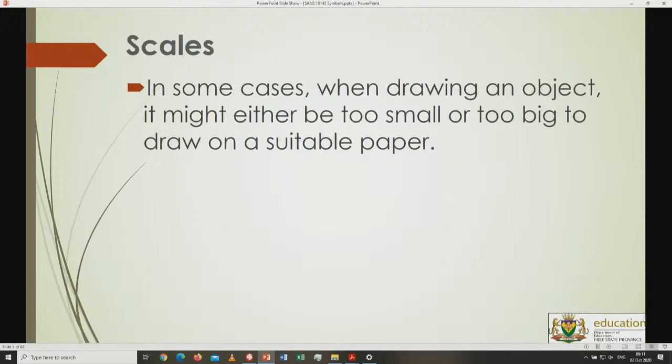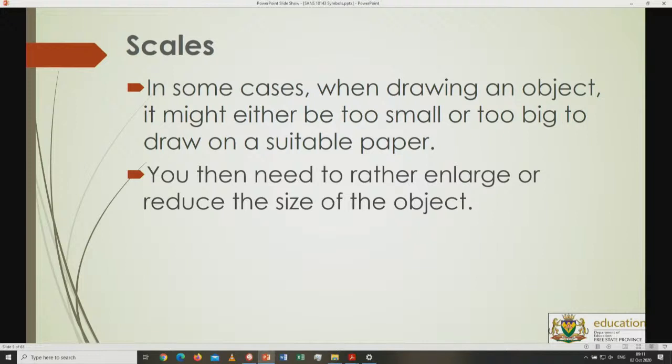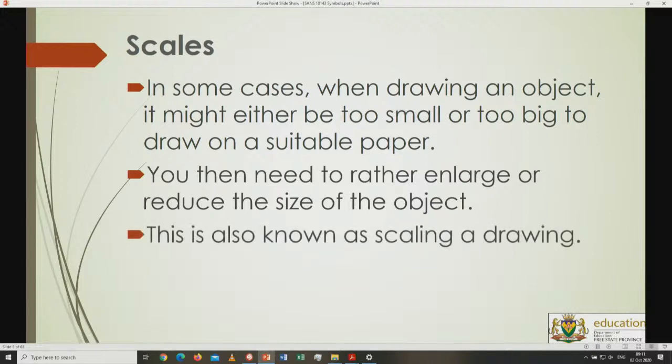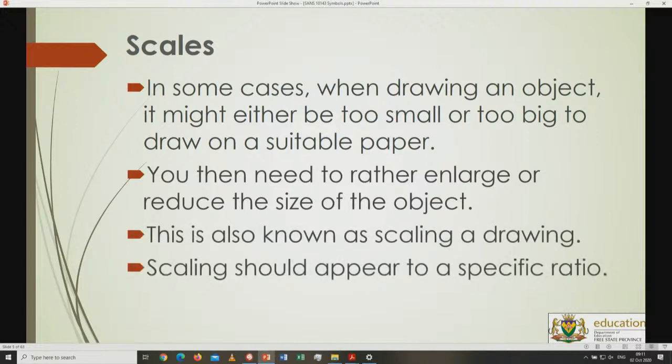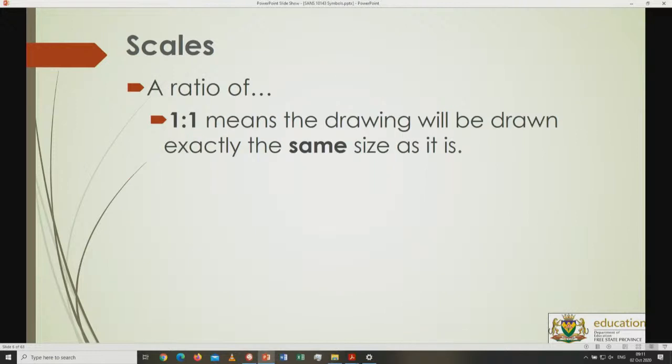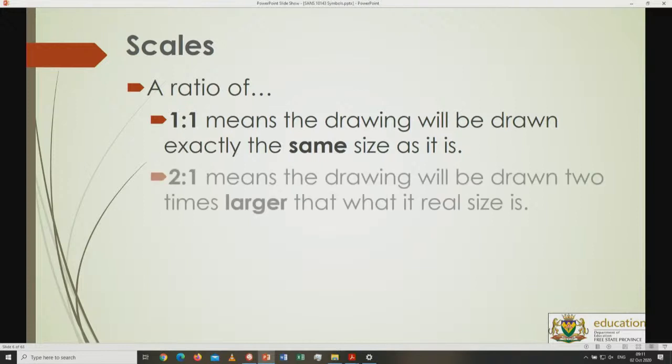Now, of course, that's what I've said just now, you have to reduce, you have to enlarge, you have to make bigger and smaller. That's known as scaling, and scaling should appear to a specific ratio, of course. 1 to 1 means that the size of the object is exactly being drawn on the same size of what the question requires. 2 to 1 means that you make it larger, 2 times larger, in other words. 5 to 1, 5 times larger, and so you will carry on.